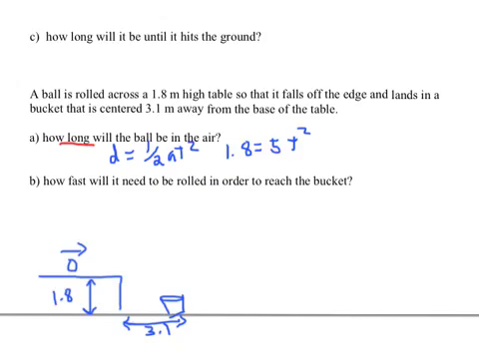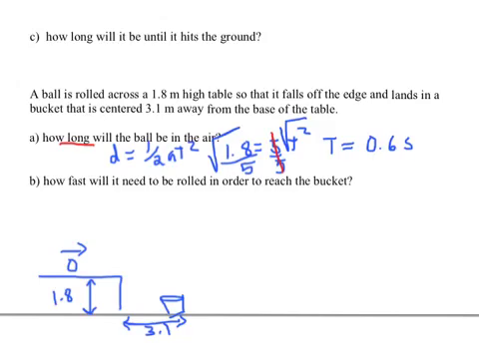So that means I'm going to have to divide both sides by 5. This then cancels out, but what I have here is T squared. I don't want T squared, so I take the square root of both sides. And what that will give me is T equals the square root of 1.8 divided by 5, and that is 0.6 seconds. So it's 0.6 seconds it's going to be in the air.